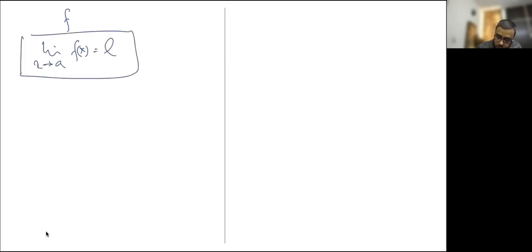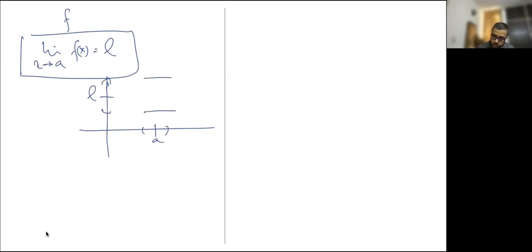Okay, so let's assume this. Suppose we have a function defined in a neighborhood of a, and we are told that the limit of f(x) is L. Going by the definition, if we take any neighborhood of L here, you would get a corresponding neighborhood here, so that whenever you stay in this neighborhood, the values are going to stay within that neighborhood of L.